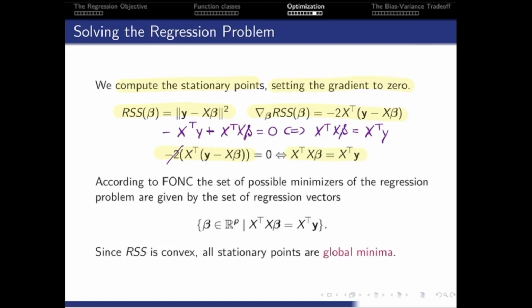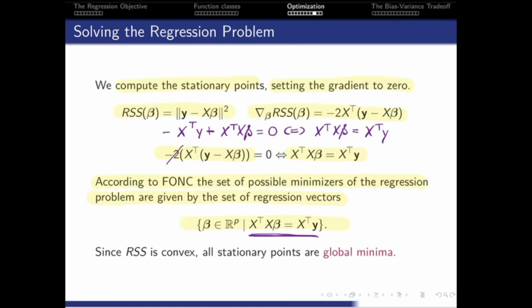Because of X transpose X, we can put that to the other side if it would be invertible, but if not, no idea. Okay, so let's just deal with it as it is right now. So according to the first-order condition, the set of possible minimizers of the regression problem are given by the set of regression vectors, which is defined by this system of linear equations here. So we somehow have to solve this system of linear equations to get our regression vector.